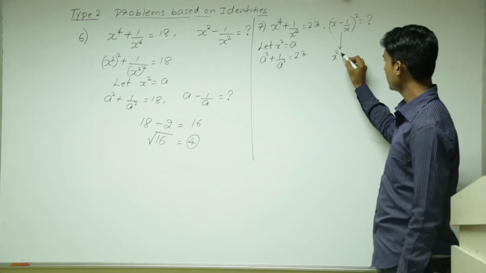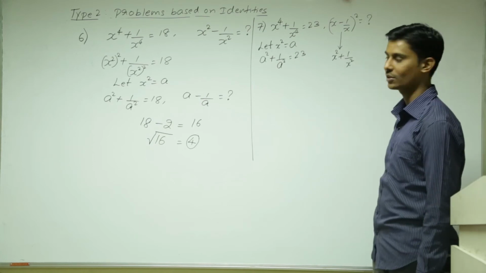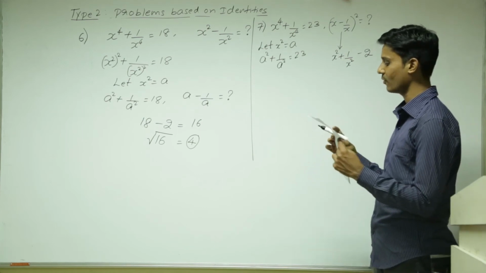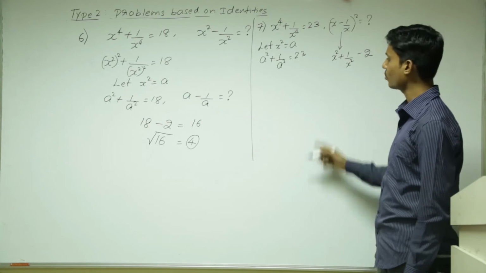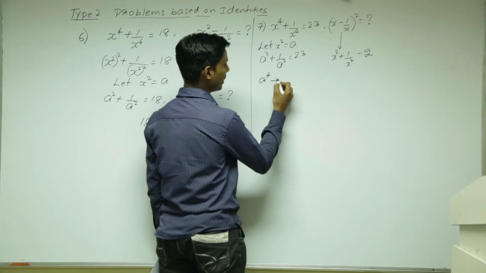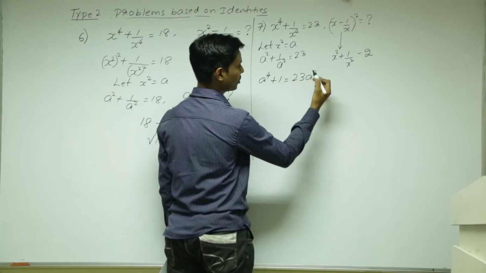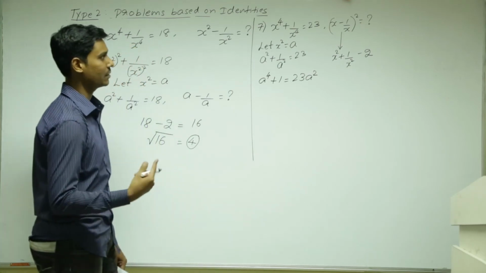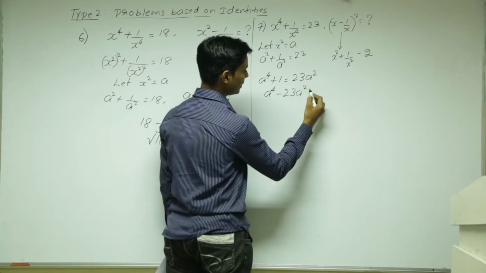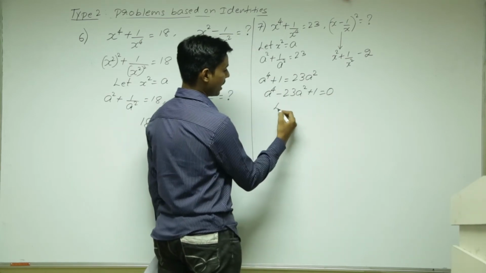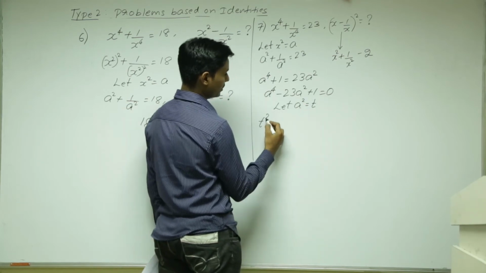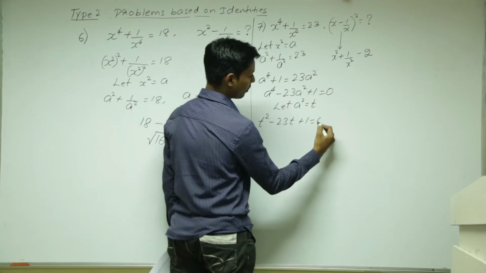A square plus 1 by a square is 23. If I expand, this becomes x square plus 1 by x square minus 2. So the question is asked for x minus 1 by x whole square. So this is what we need to find. Now if you simplify, this becomes a power 4 plus 1 is equal to 23a square. Again simplify it, this becomes a power 4 minus 23a square plus 1 equal to 0. So again call a square as some other variable called t. So this becomes t square minus 23t plus 1 equal to 0.